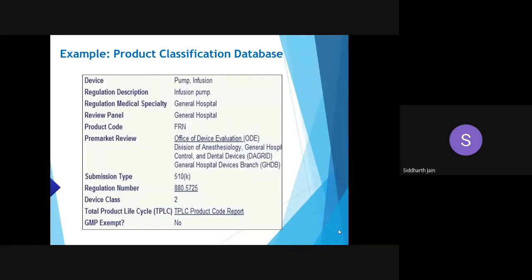Further, you can see it's a GMP exempt field. So the infusion pump is not GMP exempted. It means that you have to implement 21 CFR 820.20 into your system. If it is GMP exempted, then it is written over there as yes. So in that case, you can say that the infusion pump has product code FRN, regulation number 880.5725, which is a class 2 device, and it requires GMP implementation into your system. So this is how you can properly do the classification of your devices.